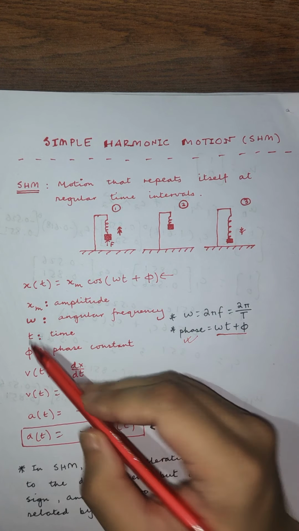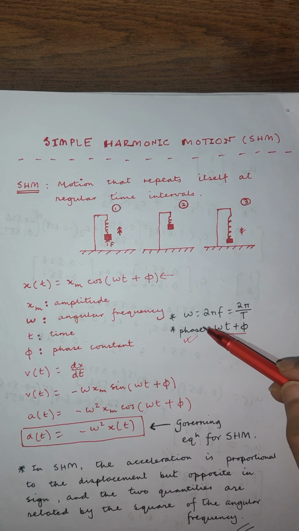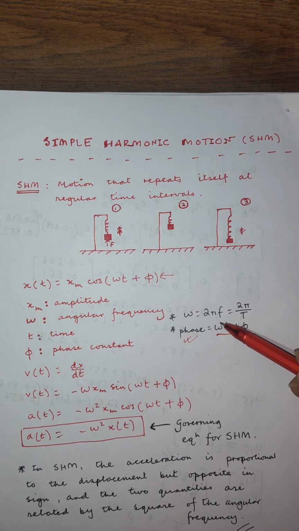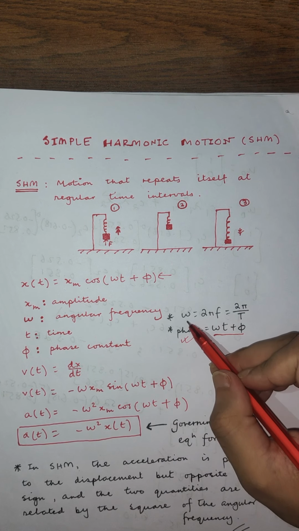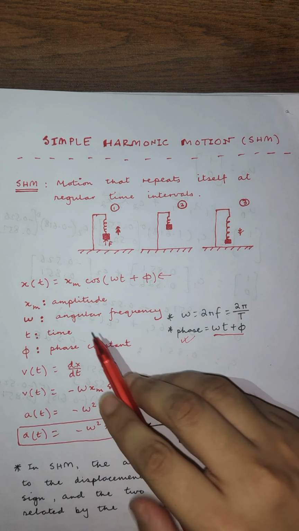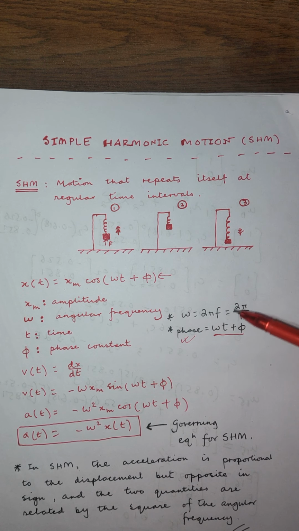And omega, which is the angular frequency, can also be written as 2 pi f, and f is just the inverse of the period. So 2 pi f can in turn be written as 2 pi by capital T. Capital T is the period of oscillation. It is worth noting that omega is the angular frequency, f is just the frequency, and capital T is the period of oscillation.